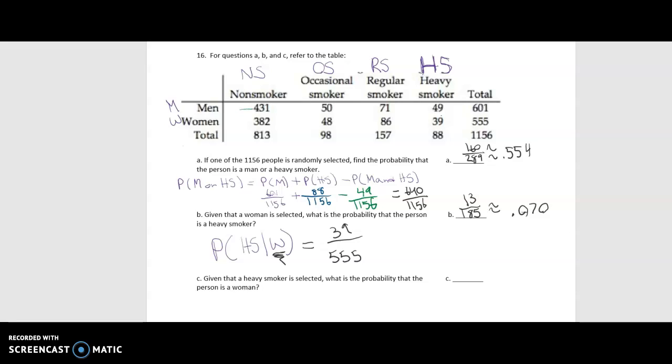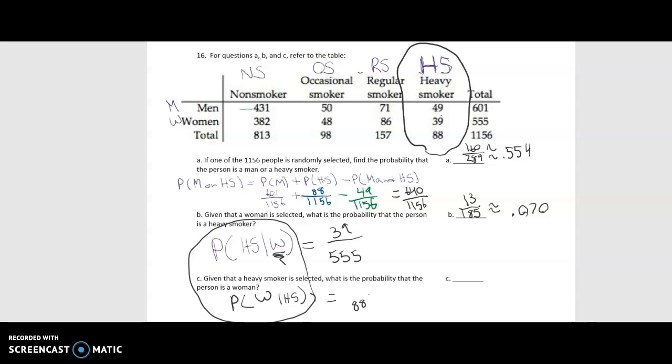For our last example, it says, given that a heavy smoker is selected, what's the probability that it's a woman? So you can see that we have a reverse from the last problem. Will our answer be the same? Let's find out. So we're only looking at the heavy smokers because it says given that we have a heavy smoker. So our denominator is 88. Our numerator will be the number of women out of that 88, which is 39. The reduced answer is 39 out of 88, or 0.443.